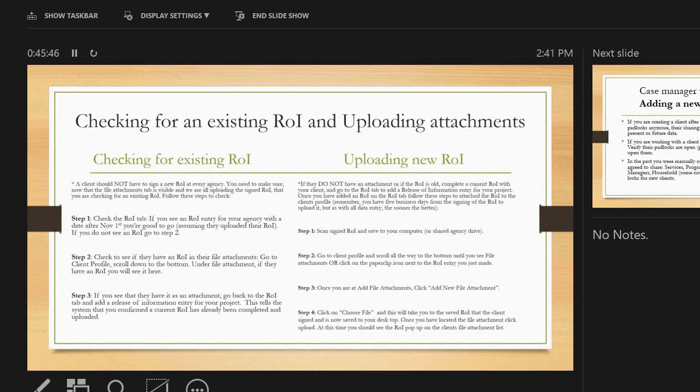You need to make sure, however, that the file attachment on that ROI is attached to the client profile, so that other agencies know that the client has already been given the opportunity to make their sharing decision with the new ROI.